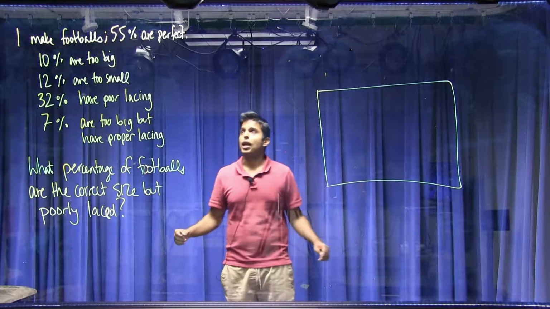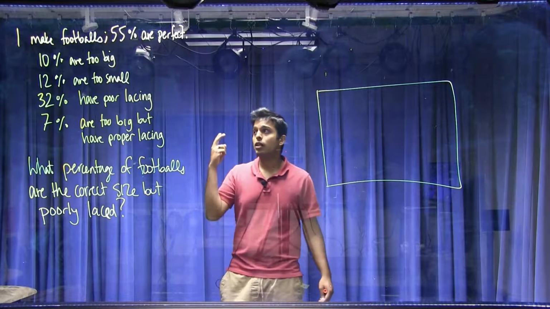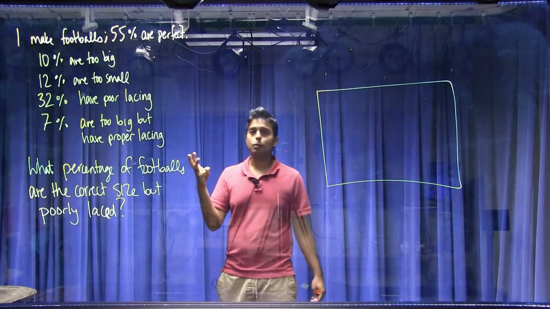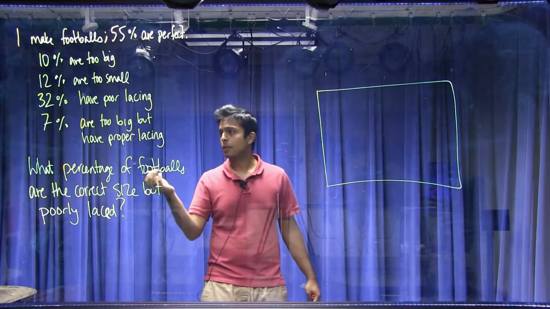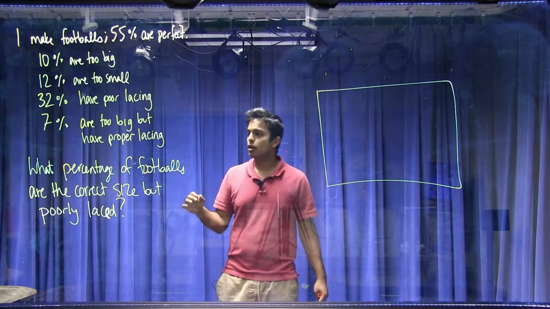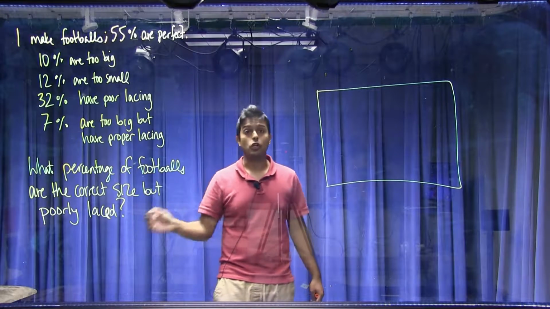Alright, so I make footballs and I make 55% of them perfectly. On the other hand, 10% are too big, 12% are too small, 32% have laces that are messed up, 7% are too big but the laces are correct, and we want to know what percentage of footballs that I make are the right size but don't have good laces.